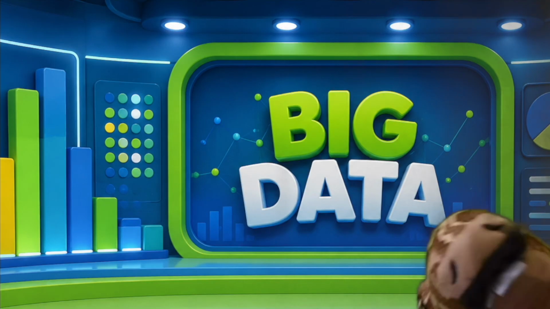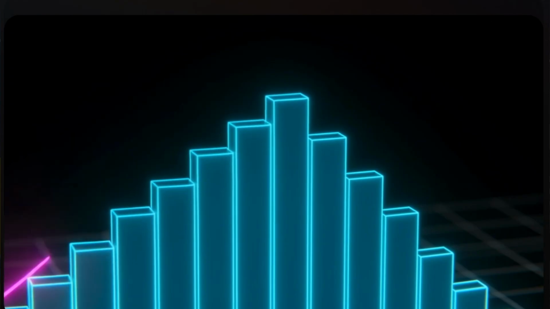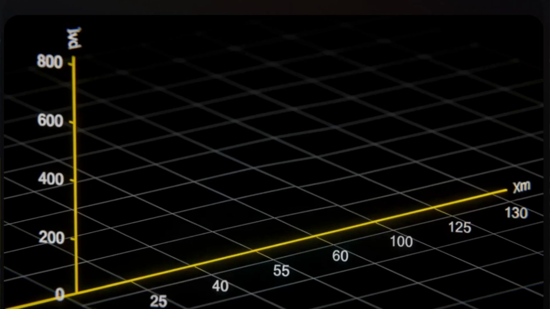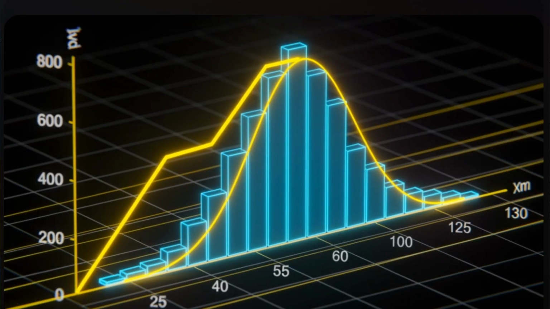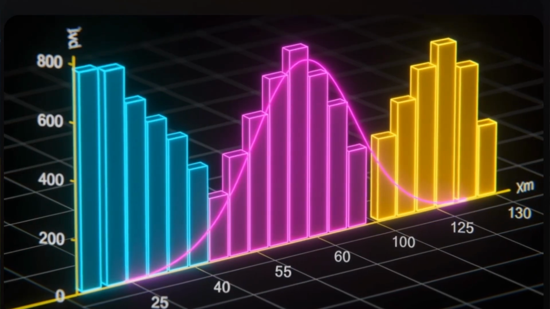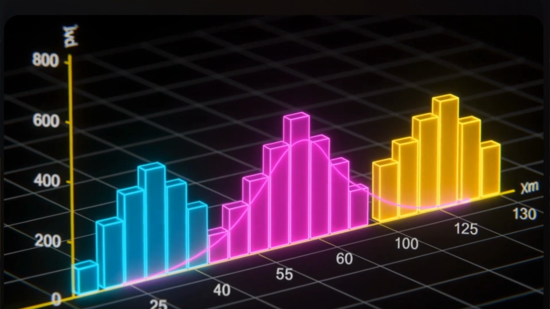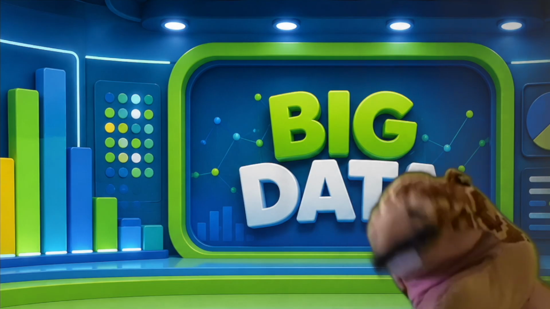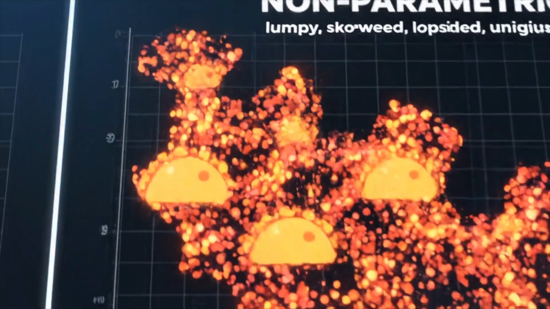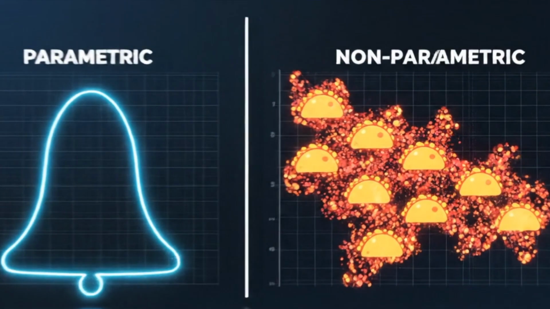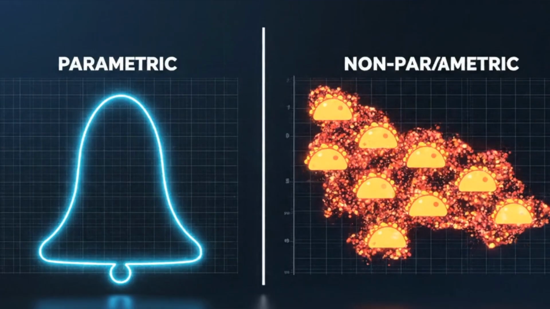There are two kinds of fingerprints in this world. Ones that are shaped like a perfect bell: smooth, symmetrical, and beautiful. We call these parametric fingerprints. And the ones that are not shaped like a bell: lumpy, skewed, lopsided, unusual, they call these non-parametric fingerprints. Most real-world data is non-parametric.